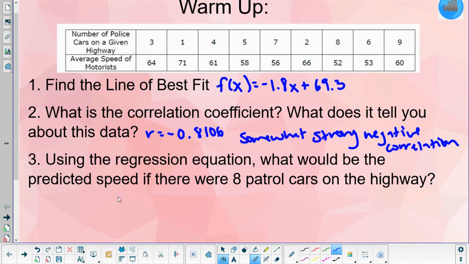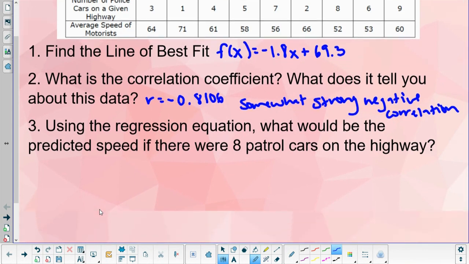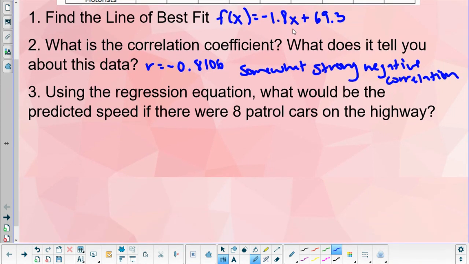Okay, it says using the regression equation, which is what we found, our line of best fit is the same thing as linear regression. What would be the predicted speed if there were 8 patrol cars on the highway? So what we're going to do is take our original equation and substitute 8 in for x because x represents the patrol cars. So really, I'm trying to find f of 8. So I have negative 1.8 was my slope. I'm substituting 8 in for x.